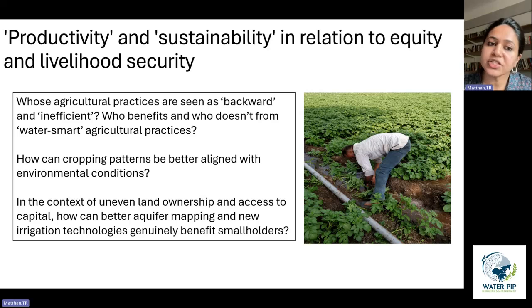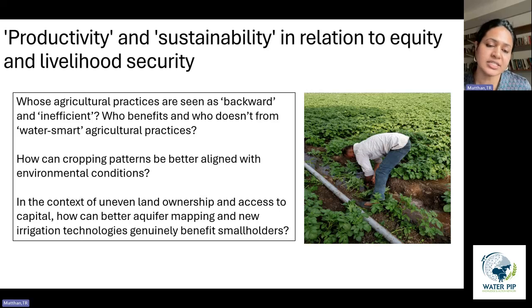But also, I think broader questions need to be asked about cropping patterns and how they might be better aligned with environmental conditions. So in a region like Malwa, which is a semi-arid region with limited access to water resources, how can we think about cropping patterns that might be better suited to this particular ecology? And also more broadly in the context of uneven land ownership and access to capital, how can we think of better aquifer mapping as well as different kinds of irrigation technologies in ways that would genuinely benefit smallholder farmers?